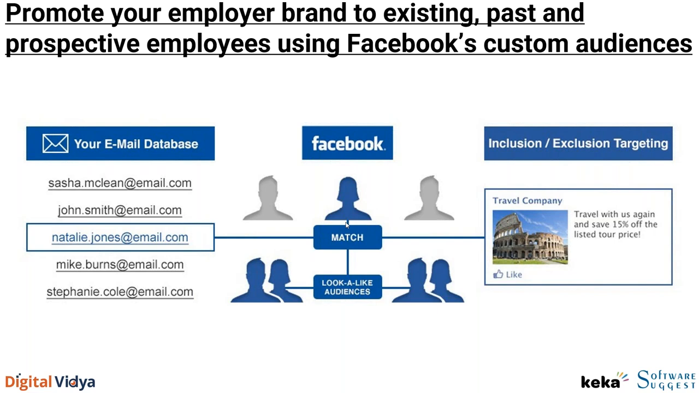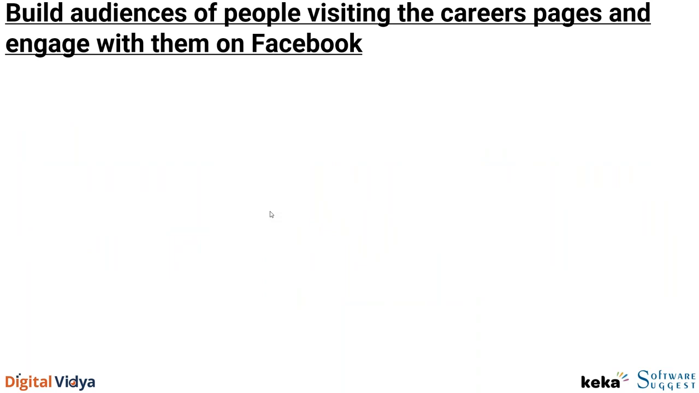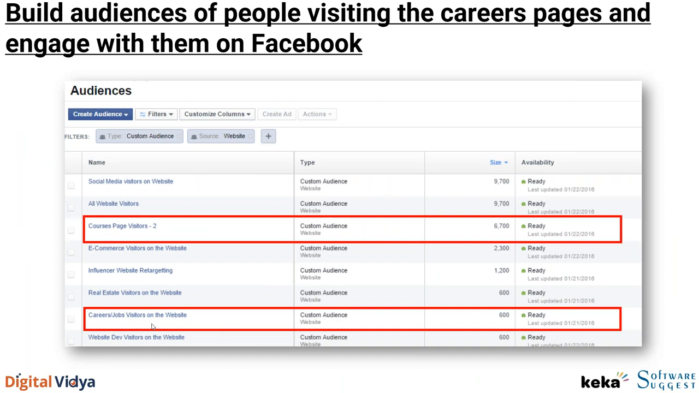And not just that, you can even track people who visited specific pages on your website. For example, let's say you want to reach people who visited your careers page, right? All the people who visited your careers page in the last month, you can reach only them. Facebook tracks all the people who visited your careers page, and you can reach them on Facebook.